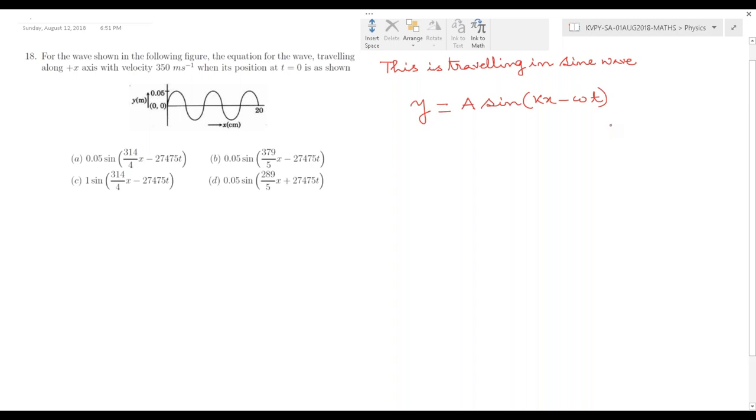So first and foremost, we need to find the value of lambda, the wavelength. If you look into the adjoining diagram, from the diagram, what do we get? Let's give this equation as equation number one first. From that diagram, we can say that 5 into lambda by 2 is equal to 20. Correct?